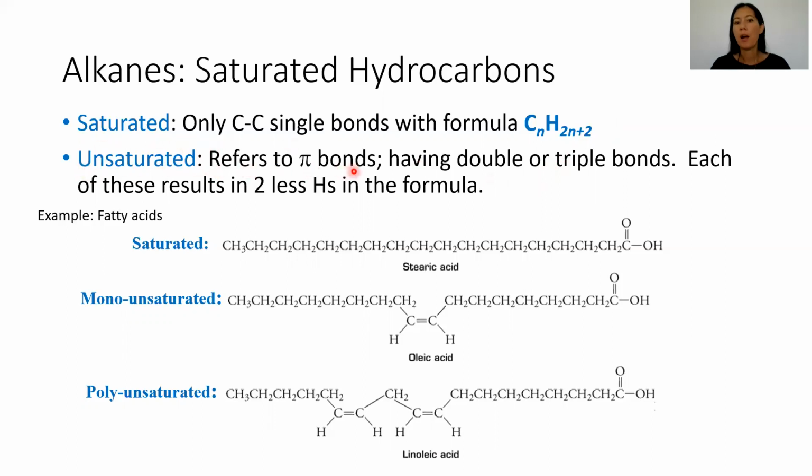Unsaturated refers to having pi bonds, a double or triple bond. Each of these results in 2 fewer H's in the formula. So if you have 1 pi bond, you should have a formula of CnH2n. Here are some examples. Stearic acid, this is a fatty acid with only a saturated chain here. A monounsaturated fatty acid would be oleic acid with this double bond here. Polyunsaturated, more than one double bond or one unsaturation, linoleic acid is an example. So these are just examples of fatty acids.